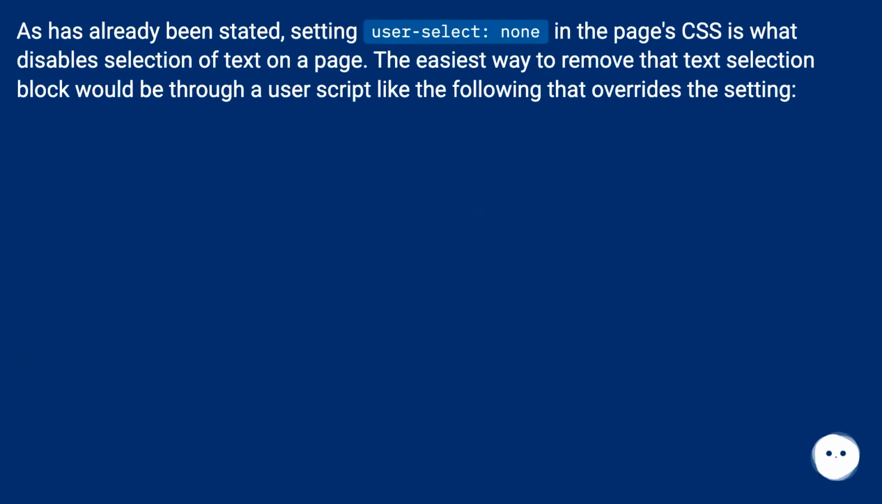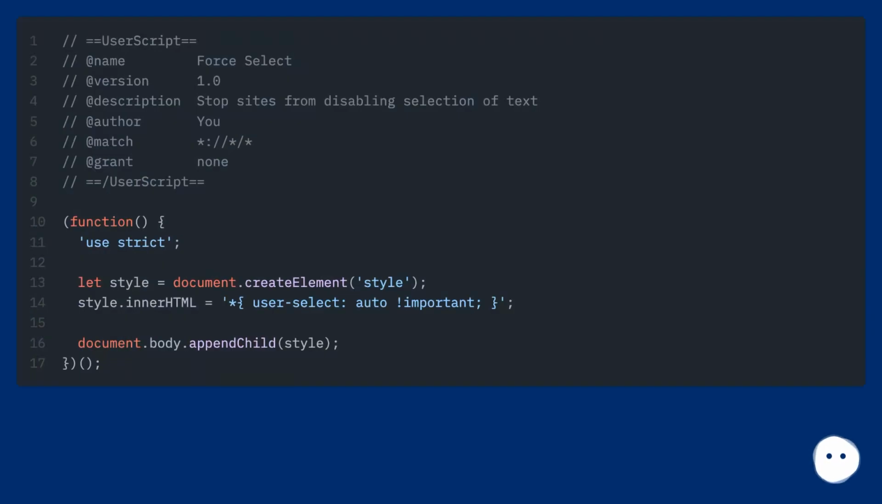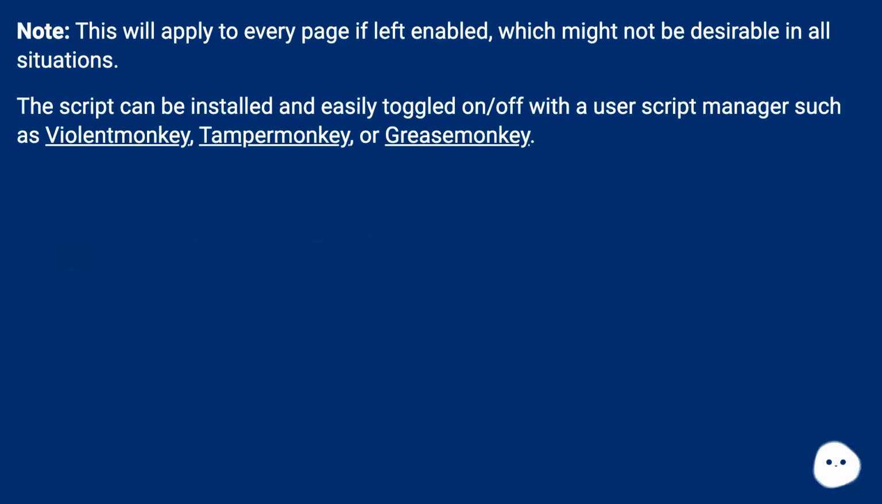As has already been stated, setting user-select: none in the page's CSS is what disables selection of text on a page. The easiest way to remove that text selection block would be through a user script like the following that overrides the setting. Note, this will apply to every page if left enabled, which might not be desirable in all situations. The script can be installed and easily toggled on and off with a user script manager such as Violentmonkey, Tampermonkey, or Greasemonkey.